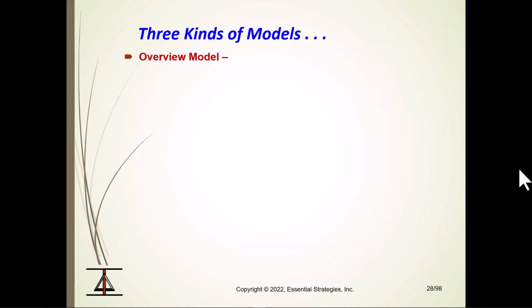First, the overview model. This provides context from top management's point of view. Wide-ranging, but with relatively little detail. This is what Steve Hoberman calls the conceptual model.